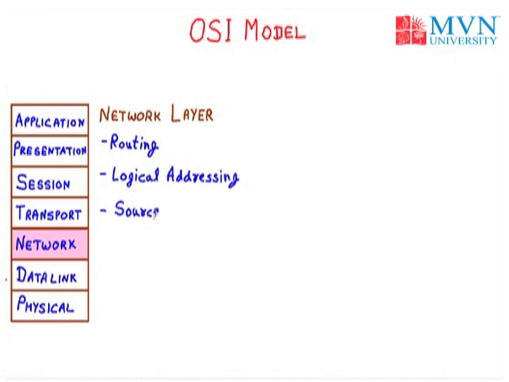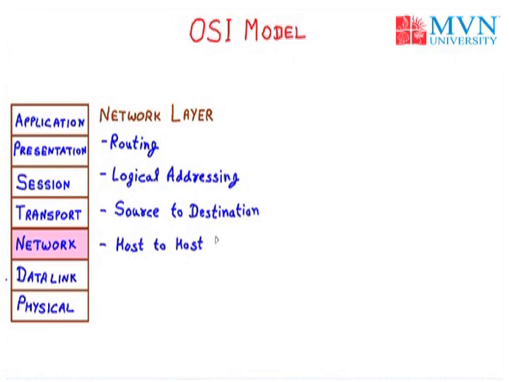Then we have source to destination delivery, which we also call host to host delivery. Source to destination or host to host means we are not going to consider the in-between network devices. For example, we have one sender and one receiver. We will send the data directly, with no need to focus on the middle routers. So that is host to host.